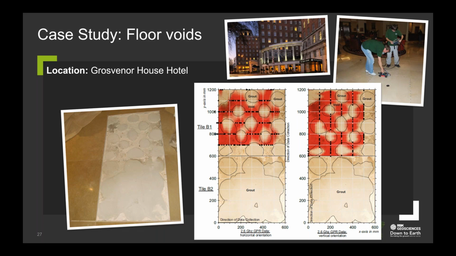And we mapped this out as depth slices, and we can see these strong reflections of the voids present in the areas around the grout. So once the slab was removed in the image on the left, you can see that this matches pretty well with the results that we got from the GPR data.